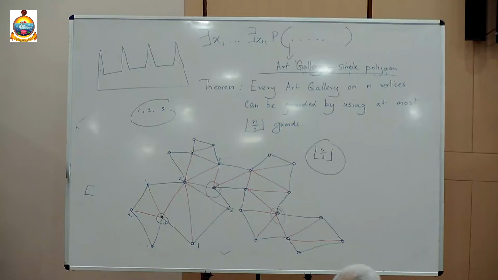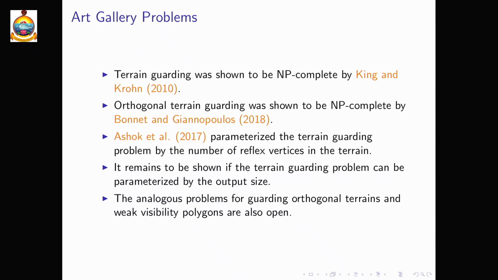Ashok et al. in 2017 parameterized the terrain guarding problem by the number of reflex vertices in the terrain. So, this is not what they usually do. They want to parameterize in terms of the output, right. So, the number of guards needed should be the parameter usually, but the number of reflex vertices, as you can see here, can be huge, right. So, what we want to see is whether this problem can be parameterized by the output size, or is it W1 hard. Yeah. So, analogous problems for guarding orthogonal terrains and weak visibility polygons are also open, if you can have a good parameter. Okay.